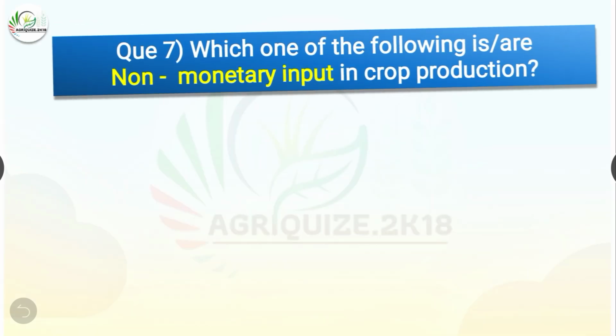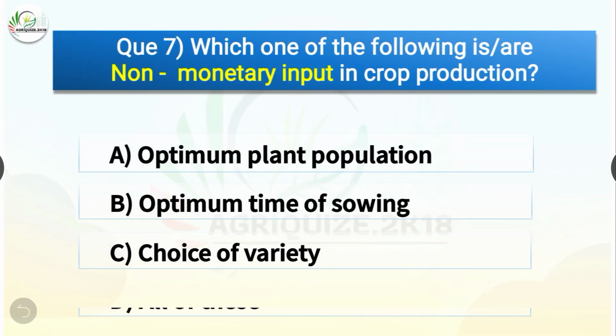Question number 7. Which one of the following is or are non-monetary input in crop production? The options are optimum plant population, optimum time of sowing, choice of variety or all of these. The correct answer is option D, all of these. So optimum plant population, optimum time of sowing and choice of variety, these all three are non-monetary inputs in crop production. What is non-monetary input? Non-monetary inputs are defined as those cultural operations which help to achieve higher yield at no extra cost and whose cost does not change with the level of output.